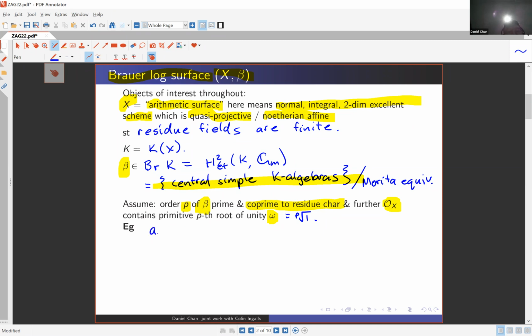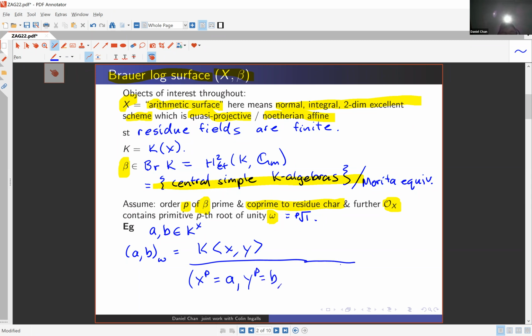So let me just tell you how you can get them. You just pick two non-zero elements in this function field. And the symbol is often denoted like this, (a, b), and we'll subscript it with this p-th root of unity. And the algebra is given by, you look at the non-commuting polynomial in two variables, x and y, and you just mod out by x to the p is equal to a. So that's one of the elements. y to the p is equal to b.